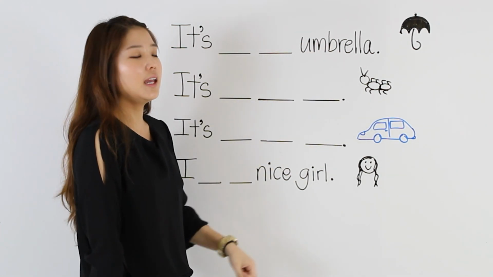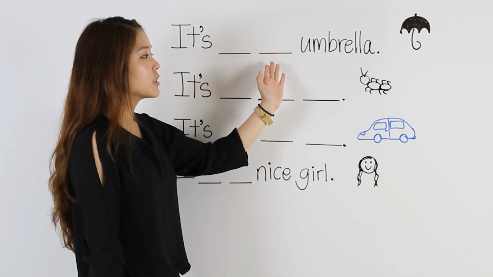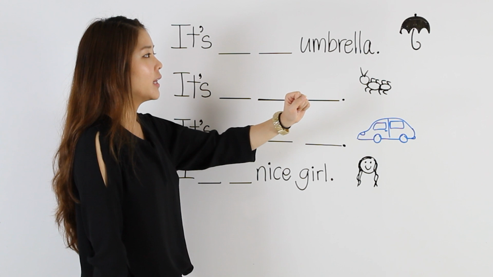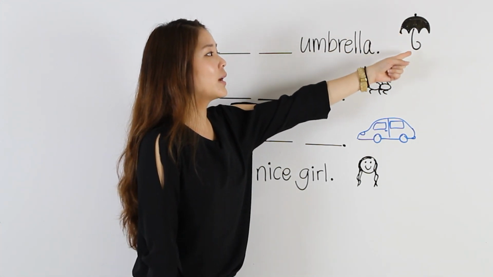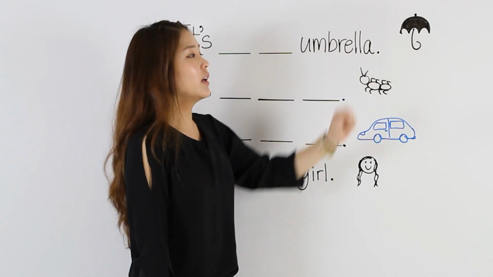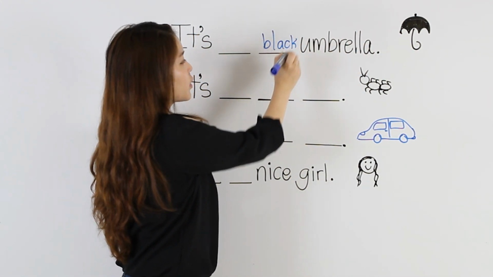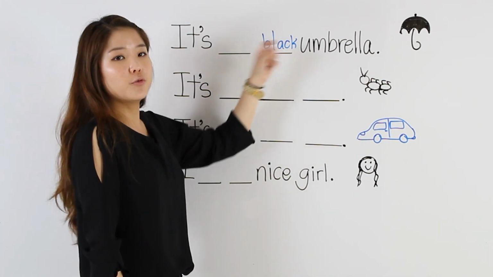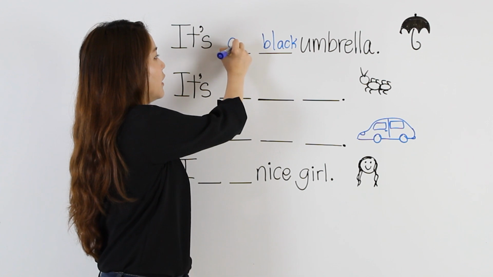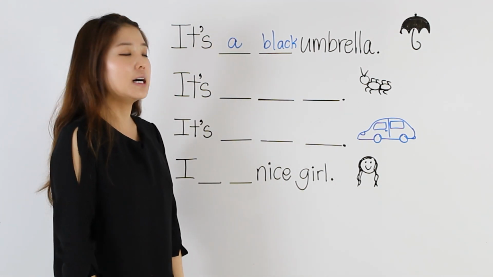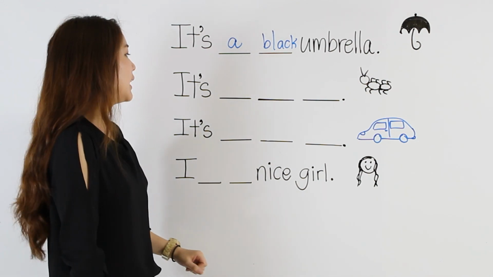Okay, we have the noun. We need an article and adjective to describe the umbrella. Okay, so here it is. Let's describe the color. Okay, we would say black. Remember, the adjective comes before the noun. Now we need an article, and the correct article is a. It's a black umbrella.